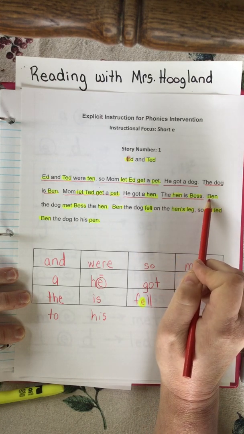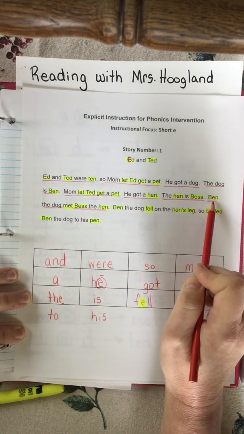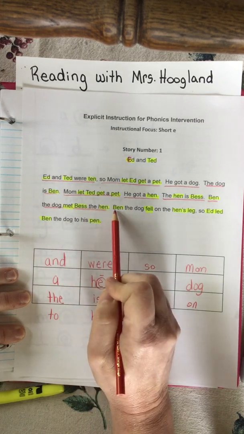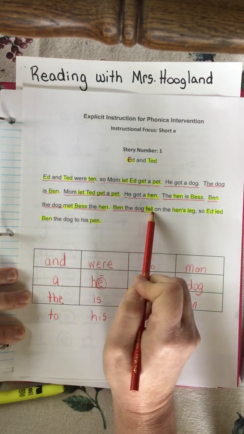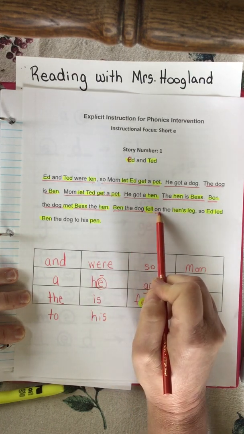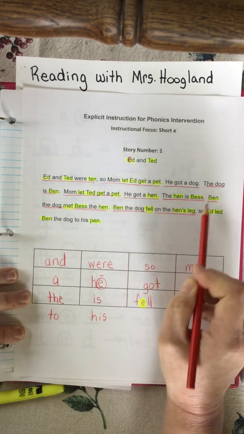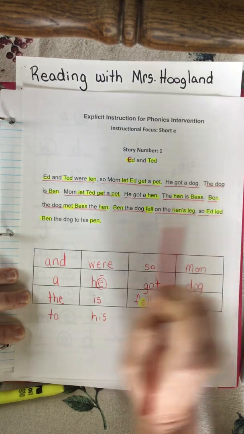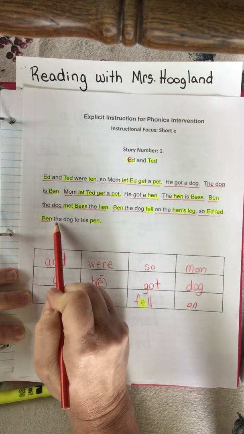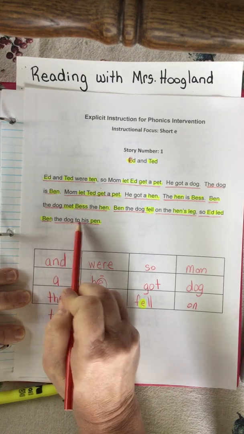My turn. Ben the dog met Bess the hen. Your turn. My turn. Ben the dog fell. Your turn. My turn. On the hen's leg. Your turn. My turn. So Ed led Ben. Your turn. My turn. The dog to his pen. Your turn.